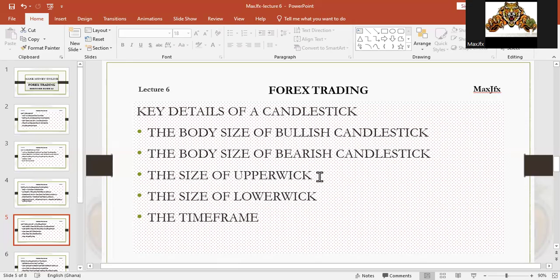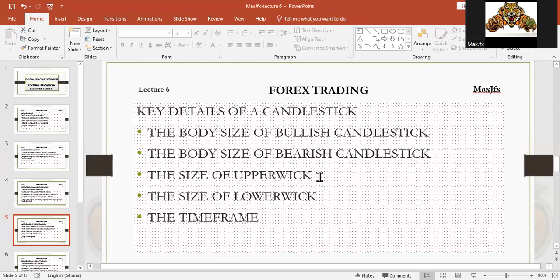So if you're in a 4-hour period, it means each candlestick in the market represents a 4-hour candle. So each of them is 4 hours, 4 hours, 4 hours. If you are in a daily time frame, it means each candle represents one day. So each day in the market, each candle represents one day.